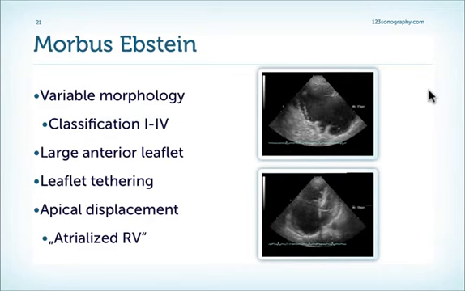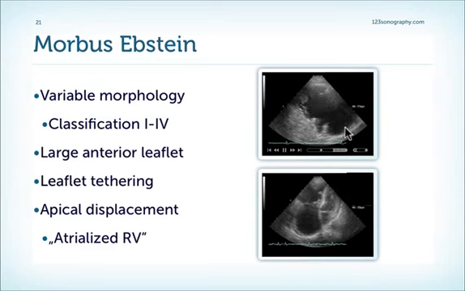Here we have a nice example of a patient with morbus Epstein. We see a very long anterior leaflet, leaflet tethering. You can see how the leaflet is attached to the myocardium here. We have apical displacement of the leaflet, so the point of closure is far within the right ventricle. And we have atrialization of large parts of the right ventricle. In other words, functionally, this is part of the right atrium.